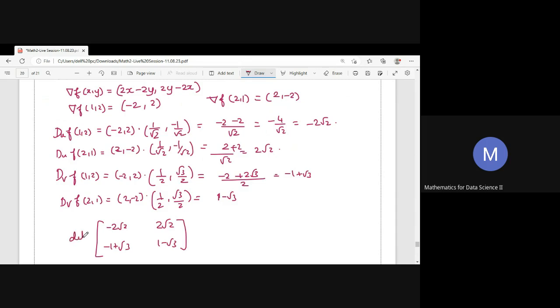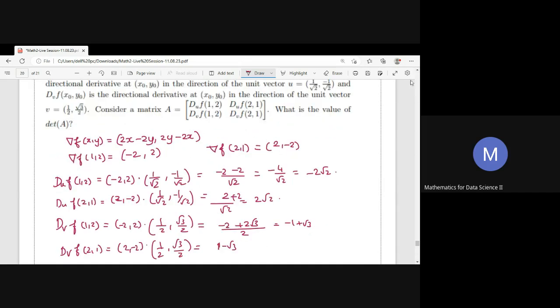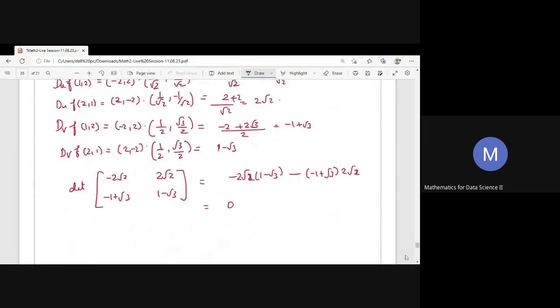What is the determinant of this matrix? Minus 2 root 2 multiplied by 1 minus root 3, minus 2 root 2 bracket minus 1 plus root 3. Which is... it actually is 2 root 2. So it is just the negative of the first term you actually see. Correct. Right? So it becomes 0. So the answer is 0. Okay, the determinant is 0.